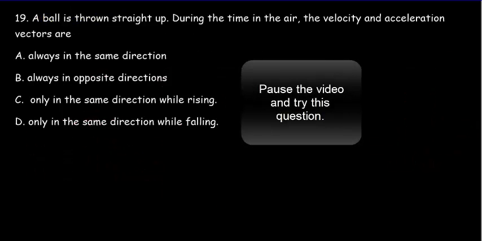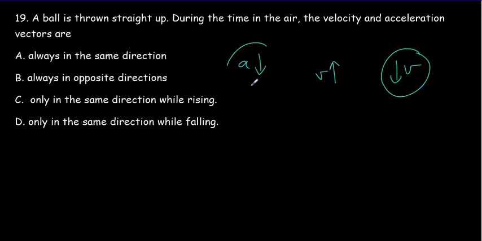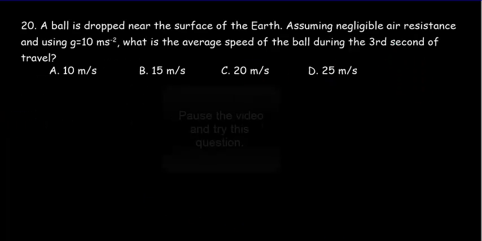Question 19. Pause the video, try the question, come back for the answer. So keep in mind the acceleration is always downwards for any object in free fall. But of course the velocity is upwards on the way up and it's downwards on the way down. So only on the way down are the two directions the same. So the correct answer here is D.